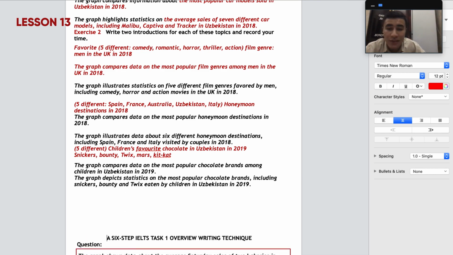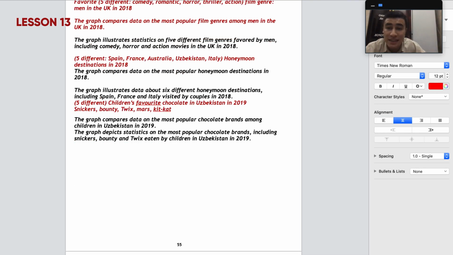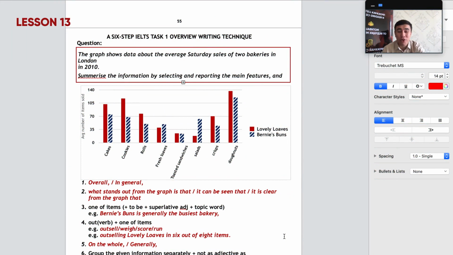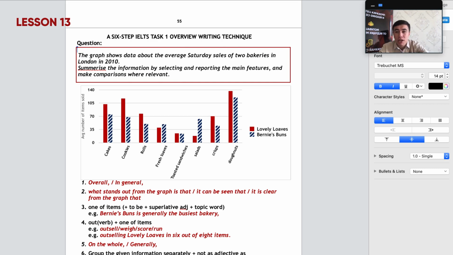So here, as you can see, this is not that difficult. I do recommend you to practice more. Okay, guys. I hope you got the point on how to write good introduction, and now we'll move to the next paragraph, that is overview. And here you can see 6 steps that you should follow to write good overview. And let's consider following example here.